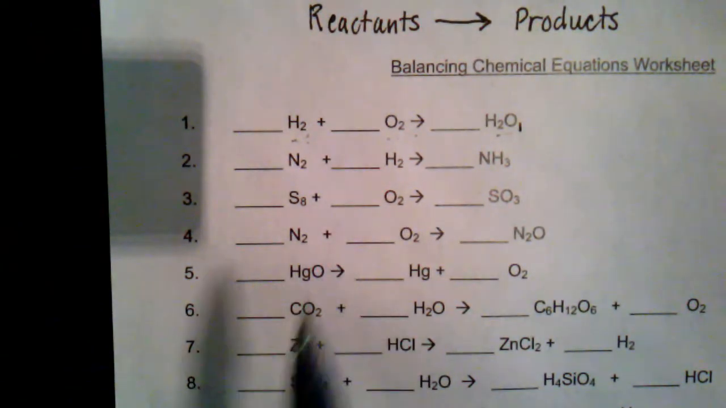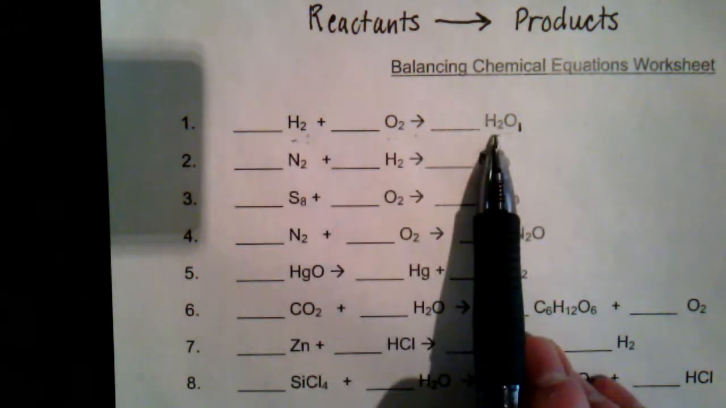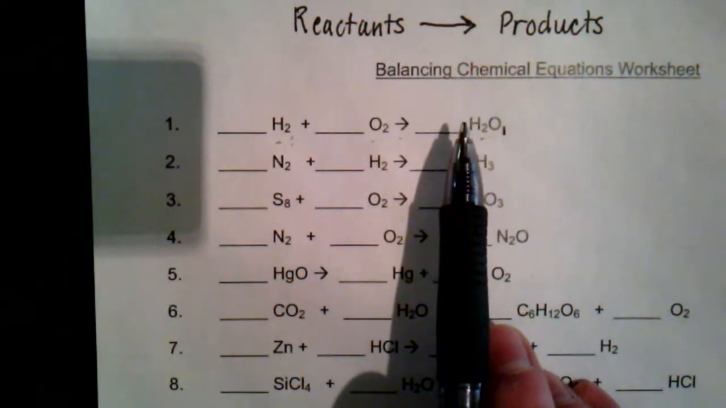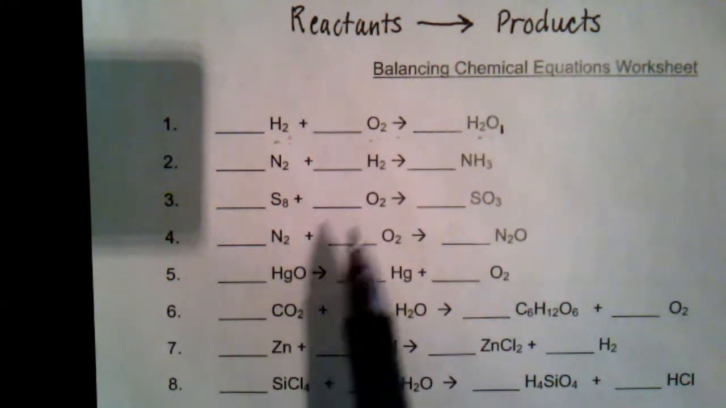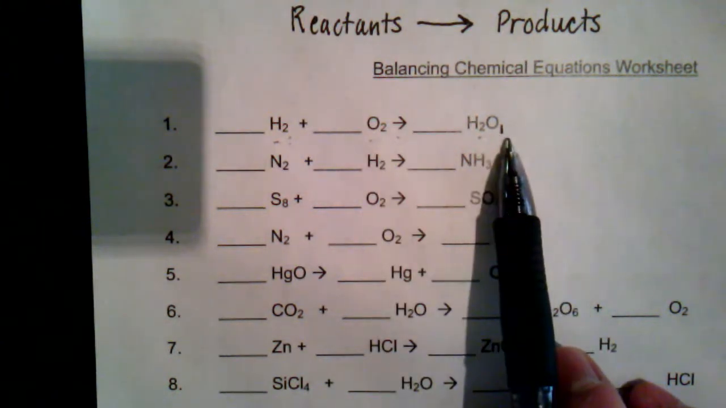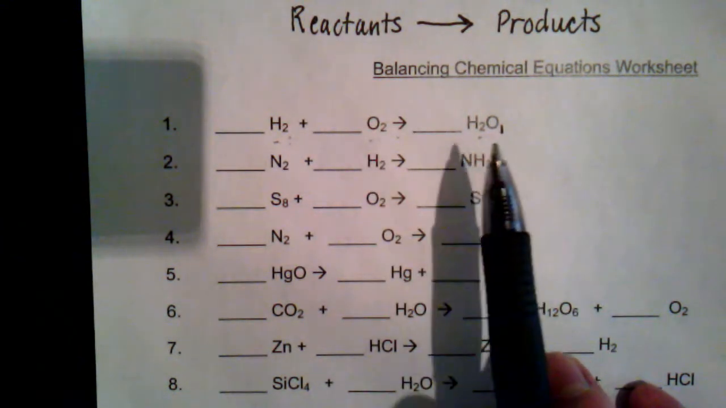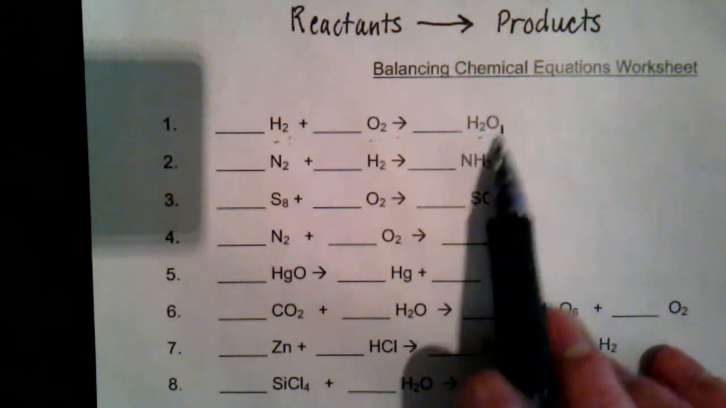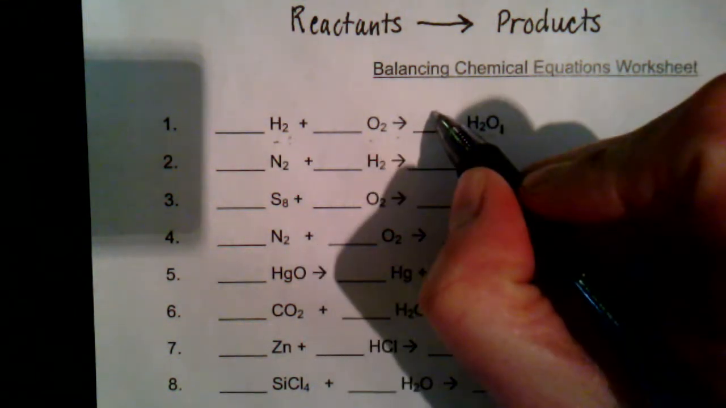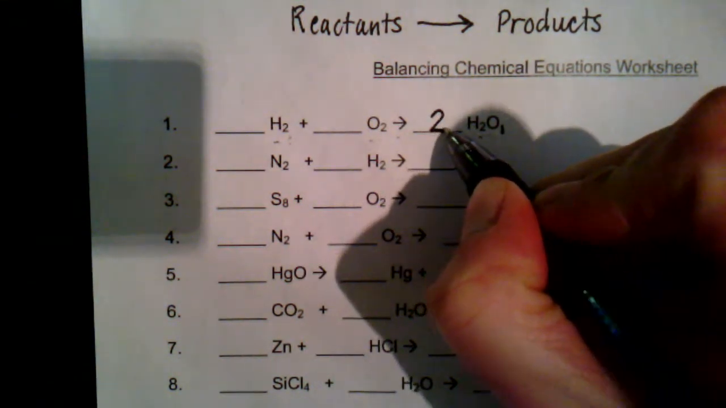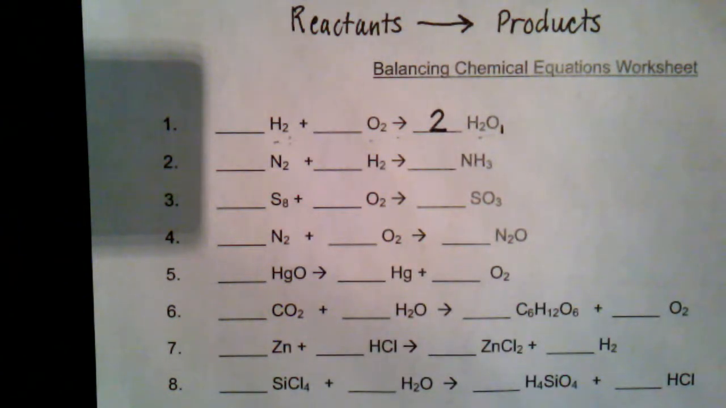All right, so we have 2 hydrogen and 2 hydrogen. So the hydrogens are balanced. Then we have 2 oxygen and 1 oxygen. So what we're going to do to balance the formulas, you're going to add a coefficient, which is a big number on the outside of the chemical formula. We're going to put a 2 there.